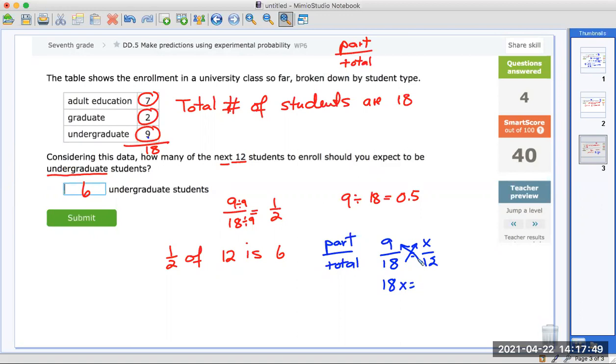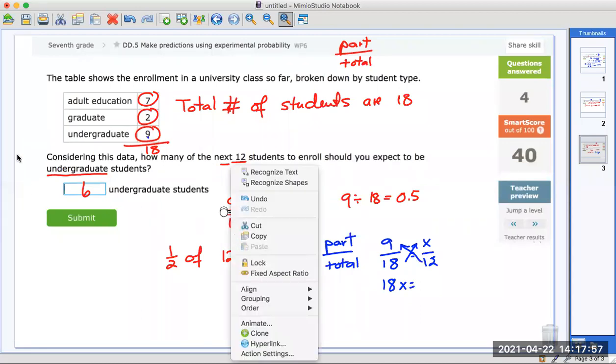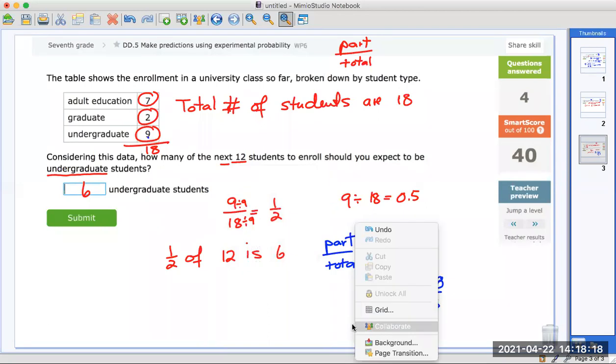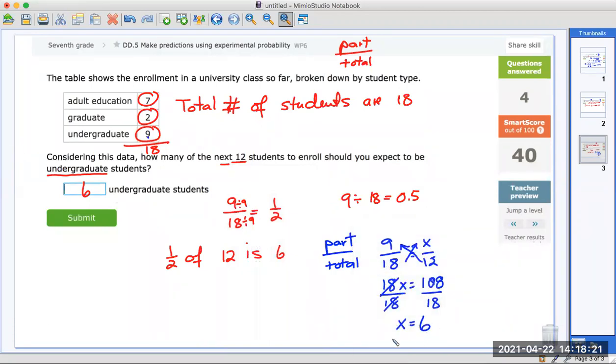Let me try it. 9 times 12. And then divide by 18. 108 divided by 18. 6. See how we got 6? Same way. Yeah. So there's 2 different ways.